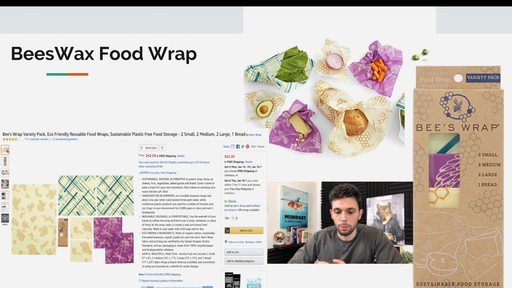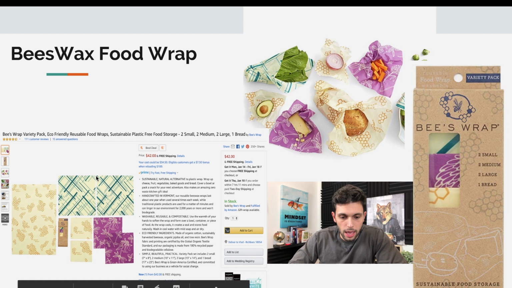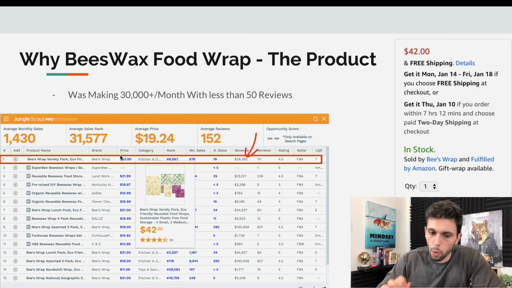And it's something that was making a ton of money on Amazon. The particular one that I wanted to sell, so there are many variations, was this one right here, and it was selling for $42, and we'll go into more of it in just a second. So why did I want to sell this beeswax food wrap? At the time, 6 months ago, it was making more than $30,000 a month with less than 50 reviews. And even right now, I went on it just to make this video for you guys, and I can see that this same food wrap is making 30,000, and now it has 111 reviews. So it's still not that many reviews, but it's making an absolute killing.